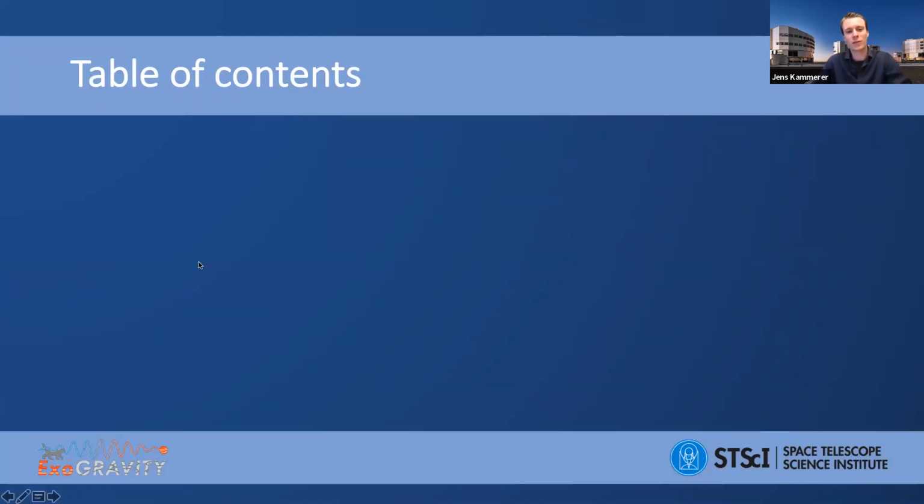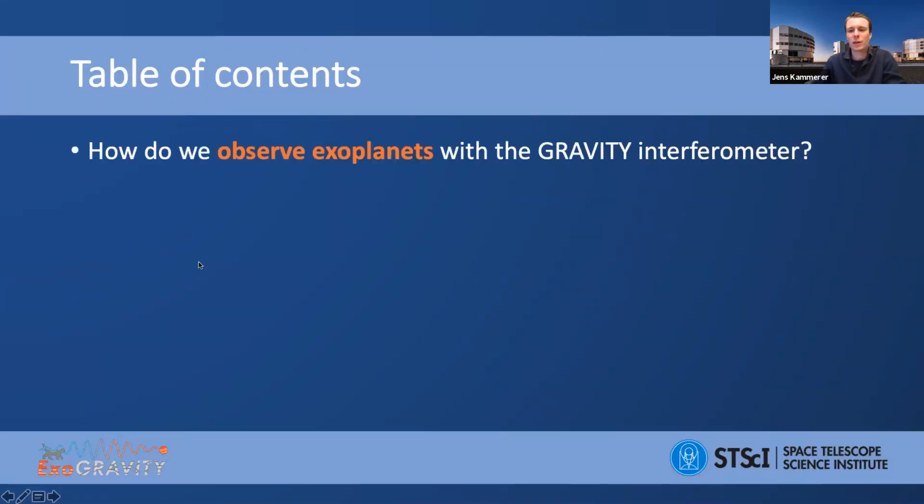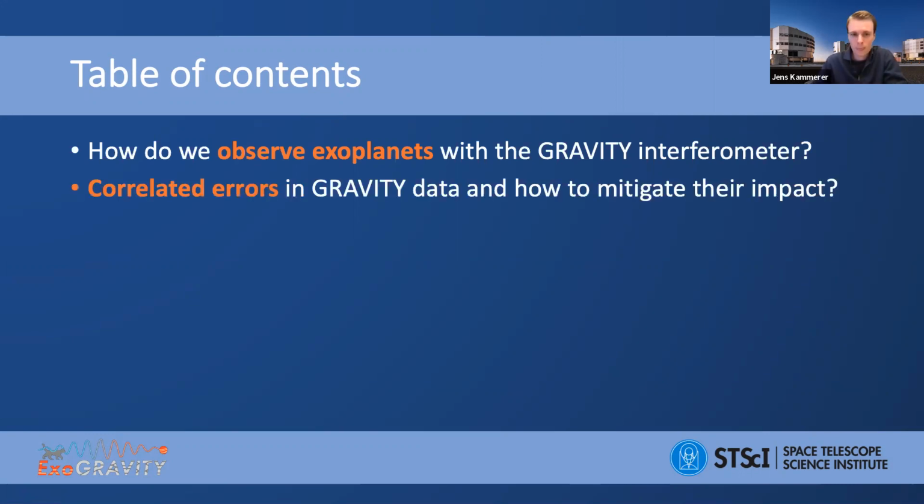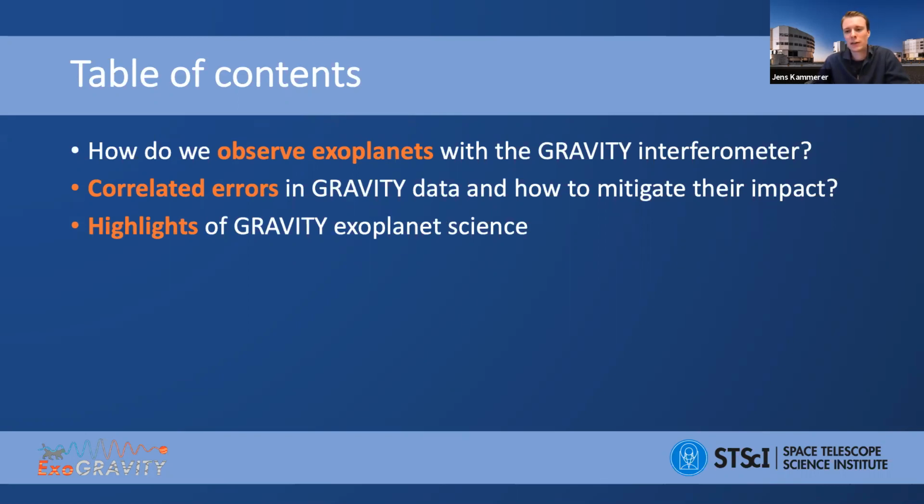Yeah, so what's on the menu for today? I want to start by illustrating a bit how we actually observe exoplanets with the GRAVITY instrument, just to make sure that we're all on the same page and that you know what we are actually doing. Then I want to talk a bit about the correlated errors that we find to be present in the GRAVITY data and how we try to mitigate their impact on the final detection limits. So that's what I've been working on mostly during my ESO studentship in Garching. And then I want to show some of the exoplanet science highlights that we've been achieving with GRAVITY over the last 3 years or so.